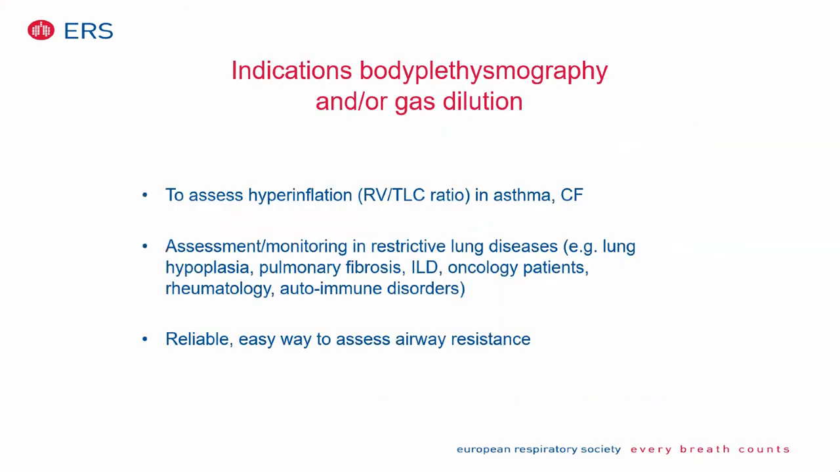So, indications to do the body plethysmogram are also to have additional volumes that you cannot have in the flow volume curve, for instance, the residual volume and the total lung capacity. This is very important, for instance, in assessing restrictive lung diseases.